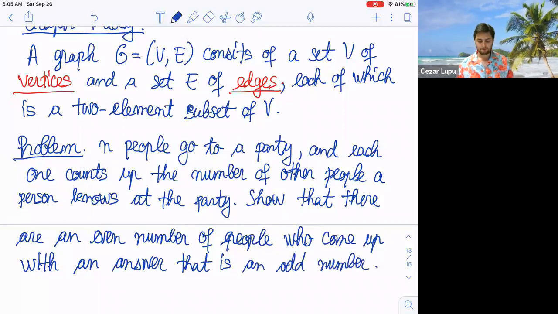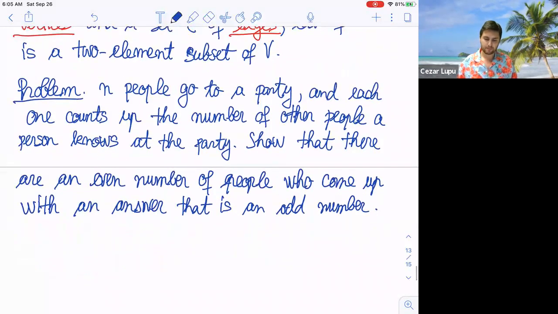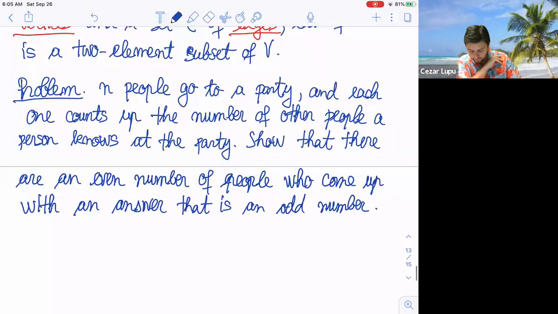Let me see. All right. Assuming that knowing is two-way: if I know a person, then the other person knows the first person. So it's like a two-way relation. I know you if and only if you know me, something like this. All right. I think this makes sense.